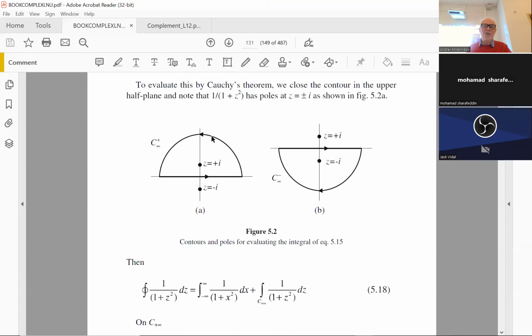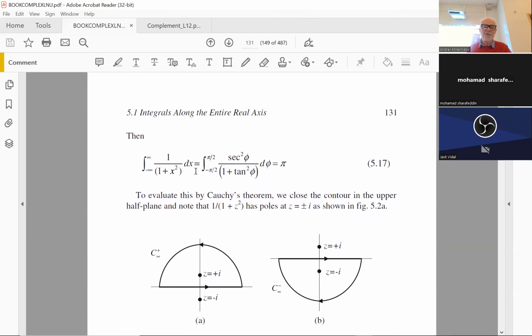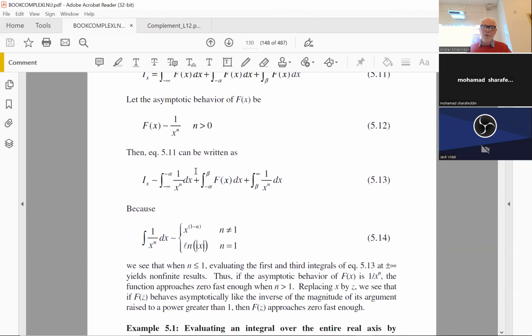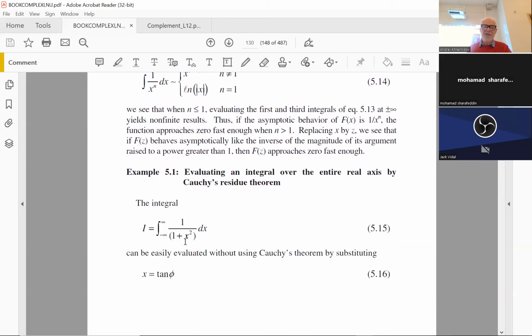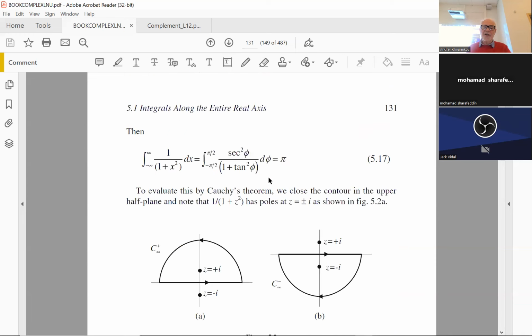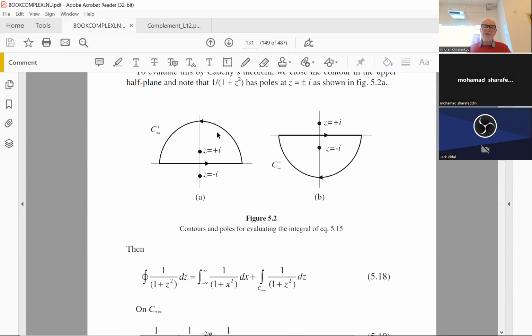So we can consider this contour. Here our function has singularities at z equal plus i and minus i, because x squared equal minus 1 has two solutions: x equal i and minus i. So there are two singularities. If we go up, our singularity is this point. If you go this way, our singularity is this point.